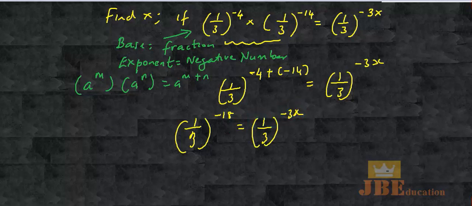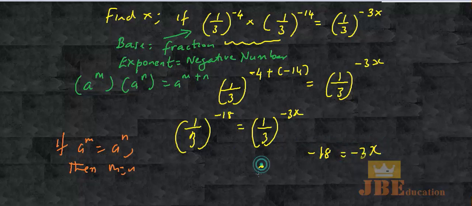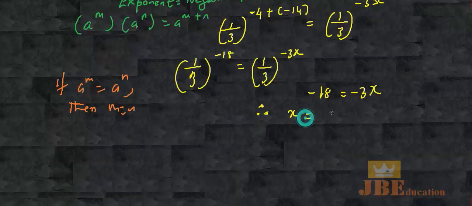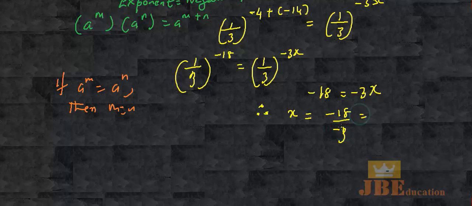Now we know that if a raised to the power m equals a raised to the power n, then m equals n. So when the bases are equal, we can equate the exponential values. So this means negative 18 equals negative 3x. Therefore, x equals negative 18 divided by negative 3, which is positive 6. So the value of x in this case is 6.